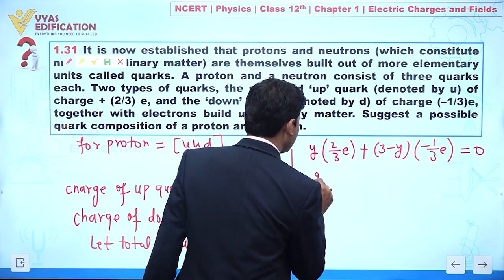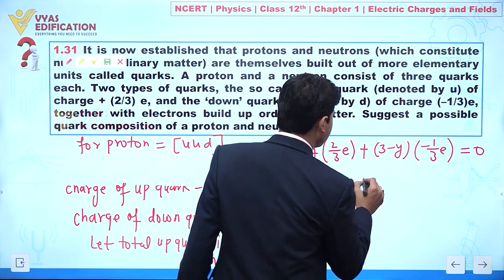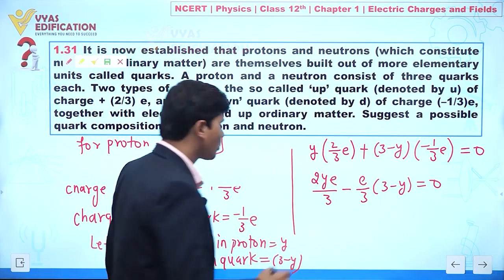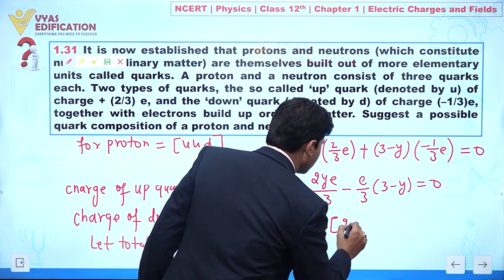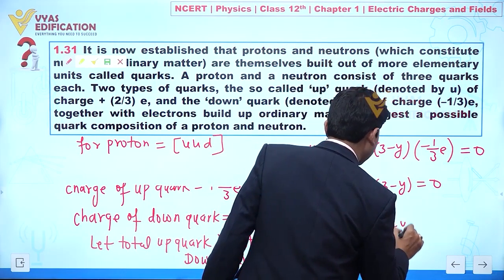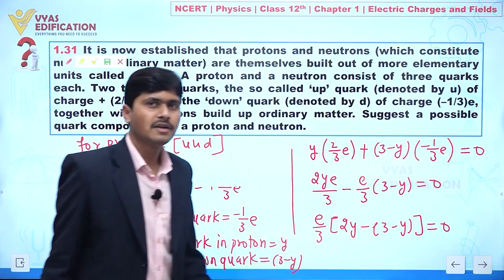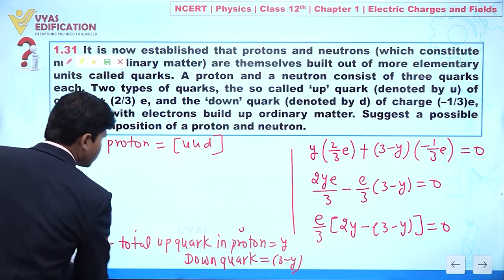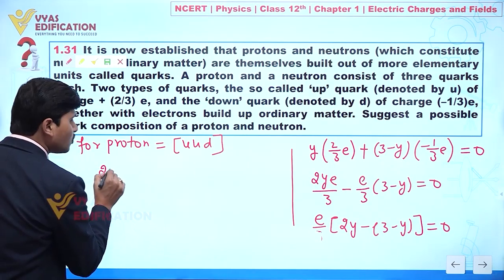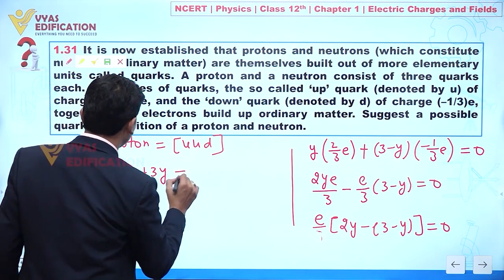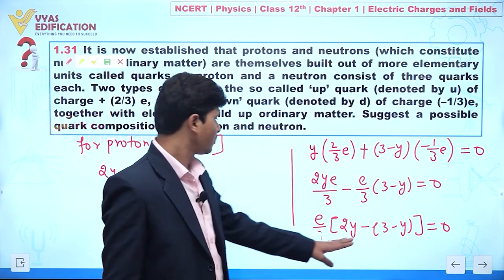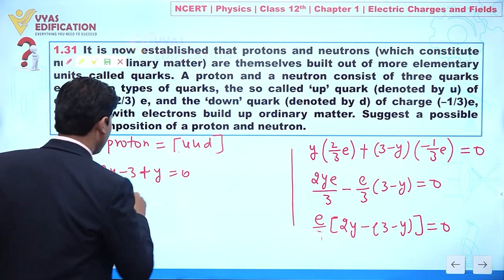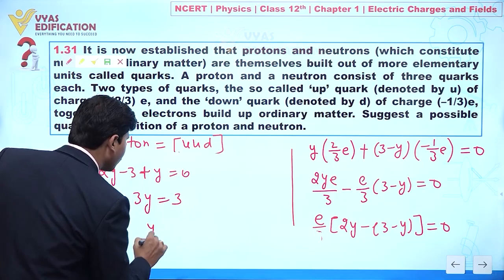So we can write 2y times e by 3 minus e by 3 times (3 minus y), this should be equal to 0. So we can take e by 3 common: 2y minus (3 minus y), and this should be equal to 0. Clear? Now we know e by 3 cannot be 0. It means this bracket term is equal to 0. Clear? So now we can write 2y minus 3 plus y, this should be equal to 0. Yes or no? Clear? So from here 3y should be equal to 3. So y equal to 1.